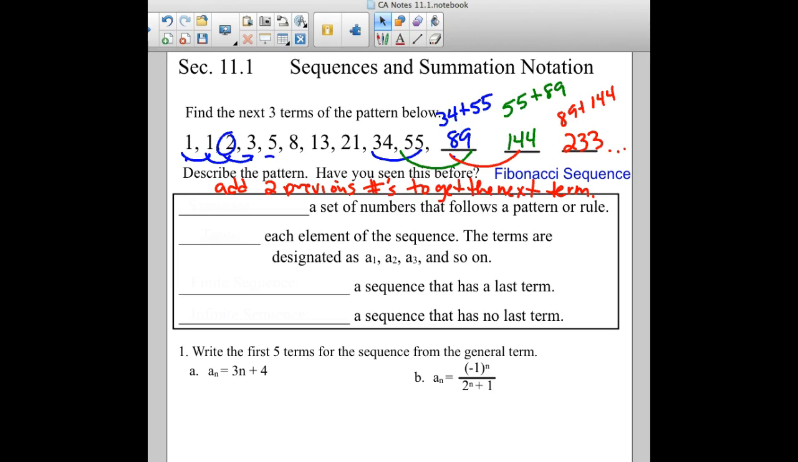All right, a couple vocab words that we need to understand before we can move on. The first one, a sequence, is a set of numbers that follows a pattern or rule. A term is each of the elements in the sequence. So the terms are often designated with little subscripts, this meaning our first term, a sub 2 would be our second term, etc.